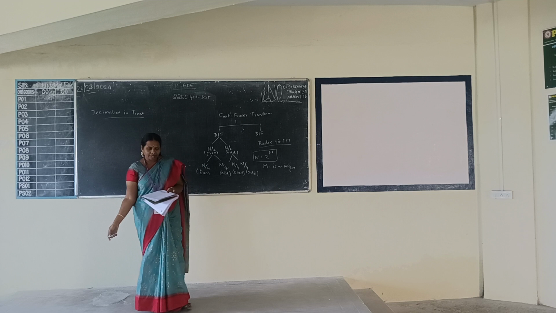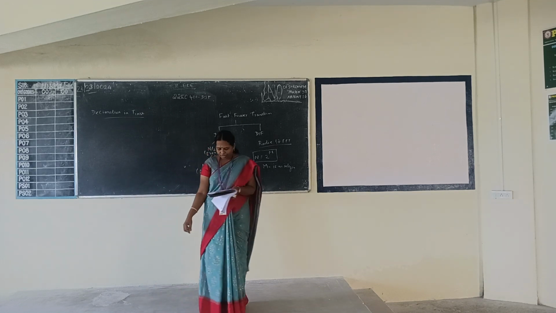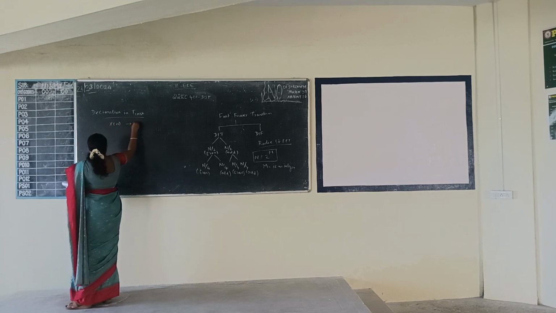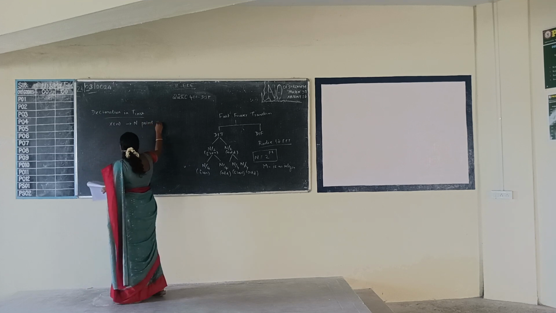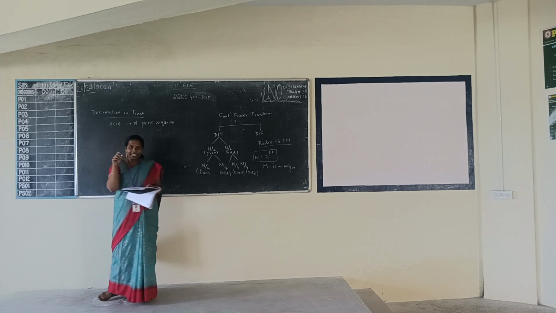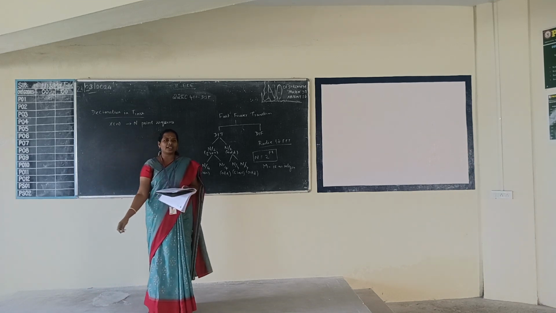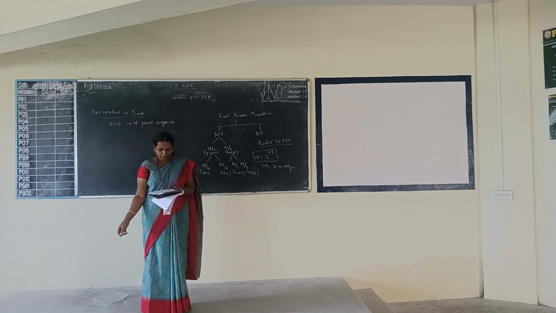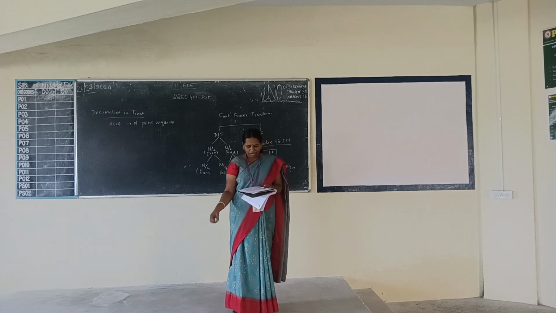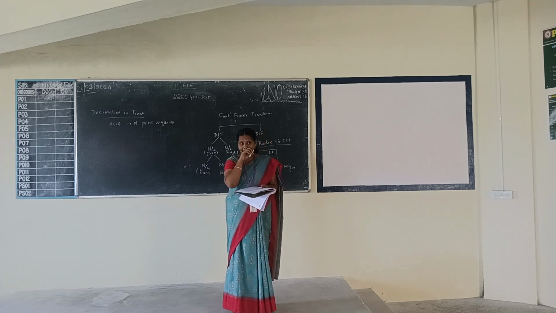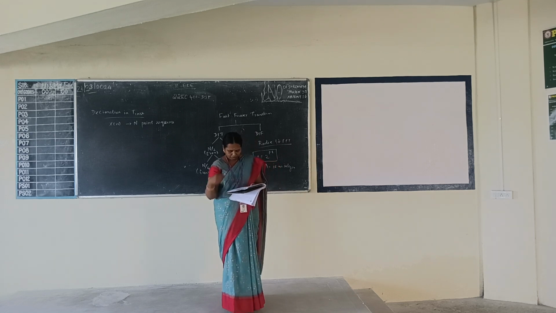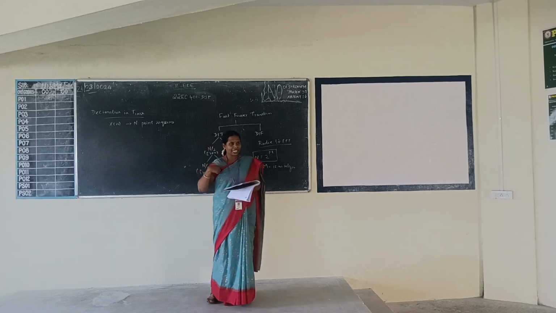Put the heading as definition. Let x of n be an N-point sequence, where capital N is assumed to be a power of 2. Designate and break this sequence.